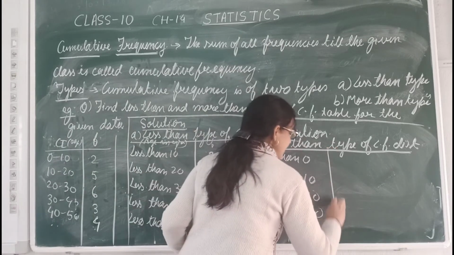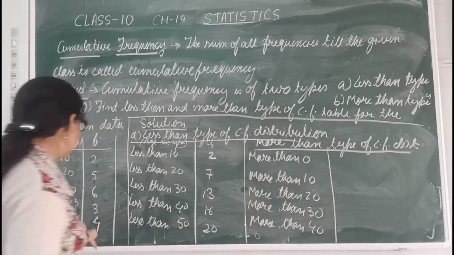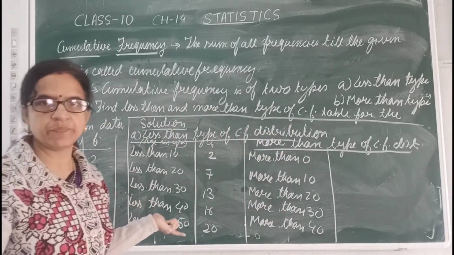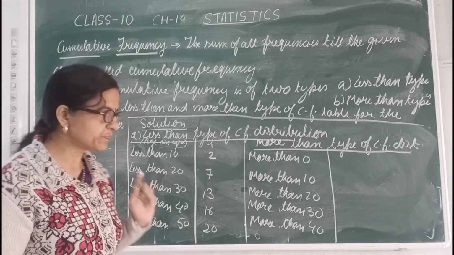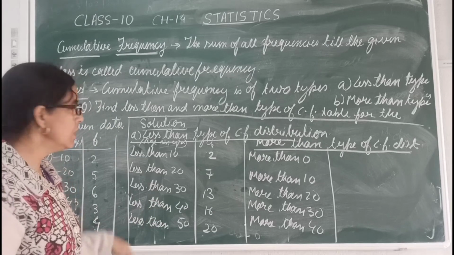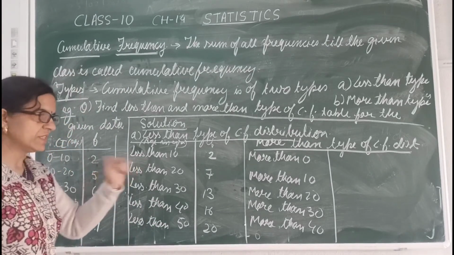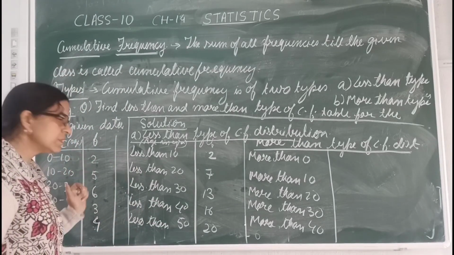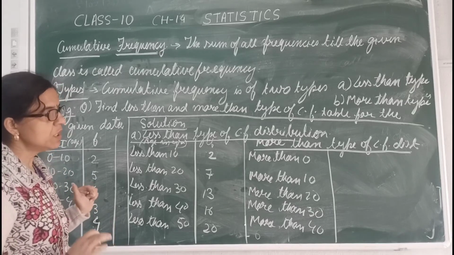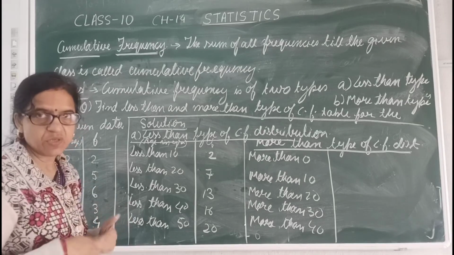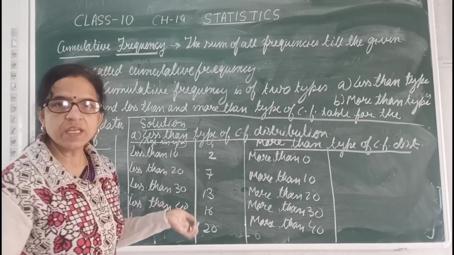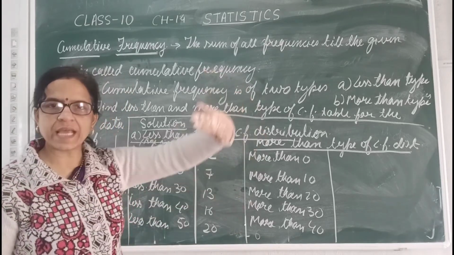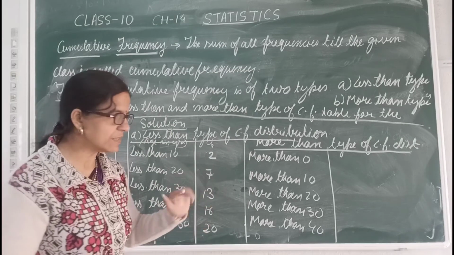Now more than type, so more than 0. Obviously keep in mind more than 0 is the total, okay? So the total frequency will come in more than 0. Now how to get the second one? So total minus 2 will give the second one. Then total minus the sum of these two will give the third one. Now to avoid this subtraction, because we do addition faster than subtraction, if we are given a simple pattern, we will just add it, more easily than the subtraction part.